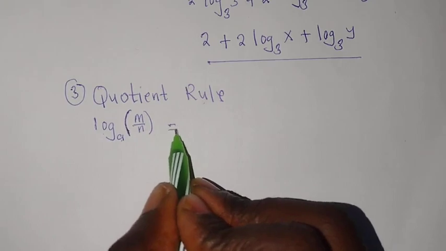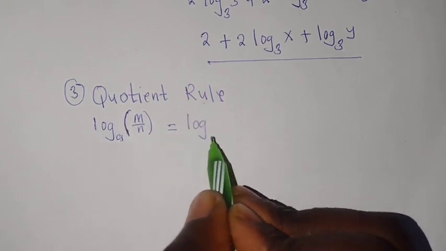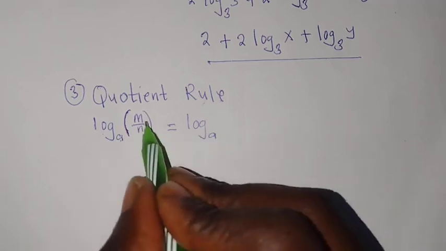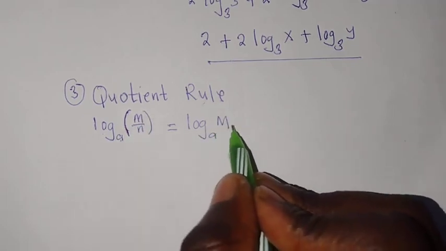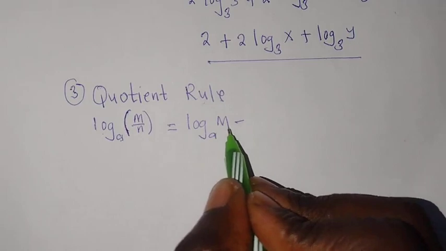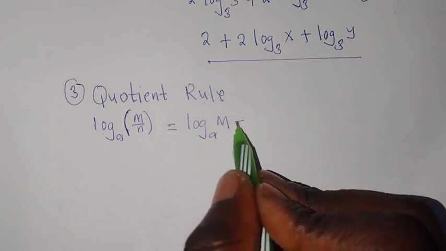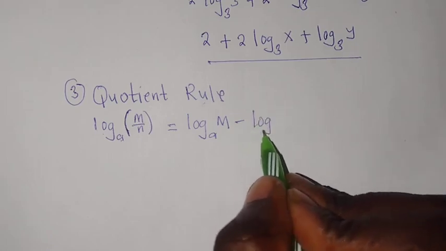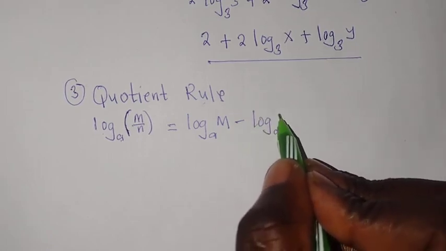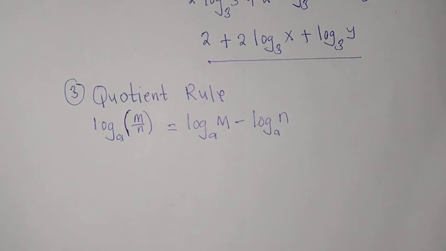So you can write it as log a, then you get this m. We are saying it's the difference between the dividend and the divisor. So minus log with a base of a, then you write n. This is how you can expand it. Okay, that is how you can expand it.